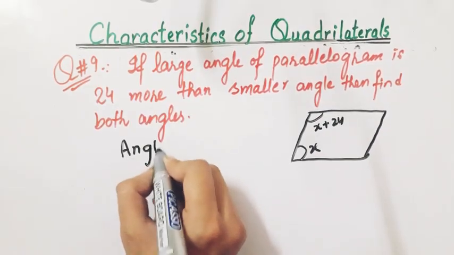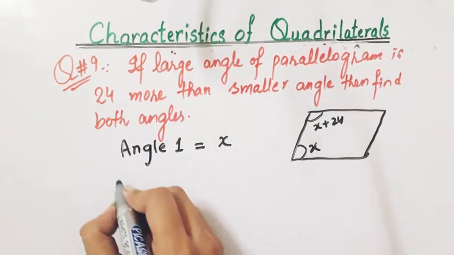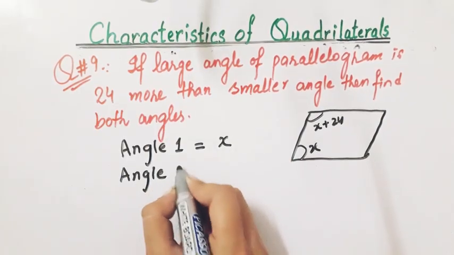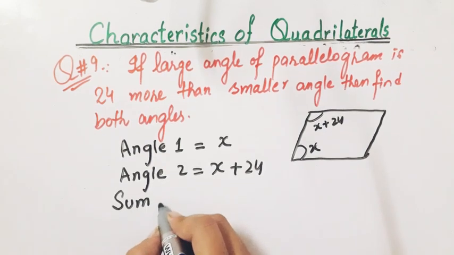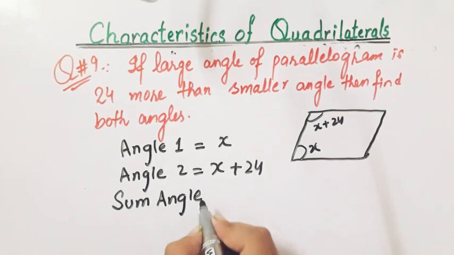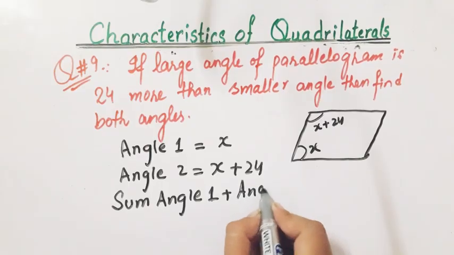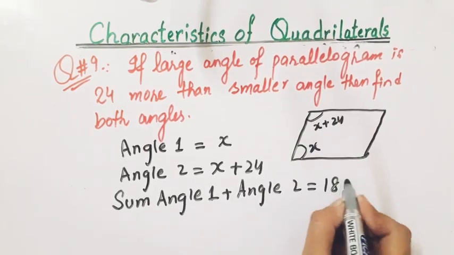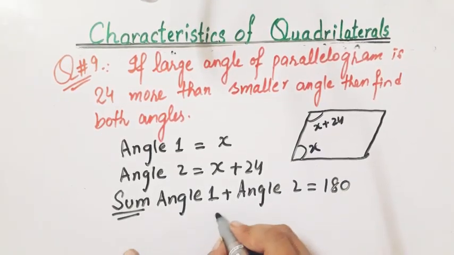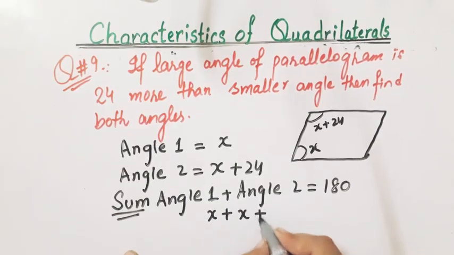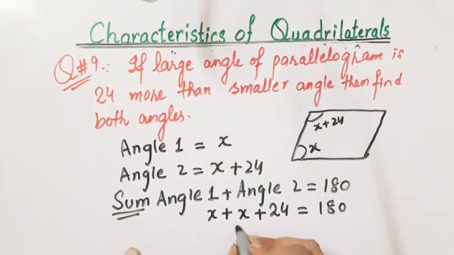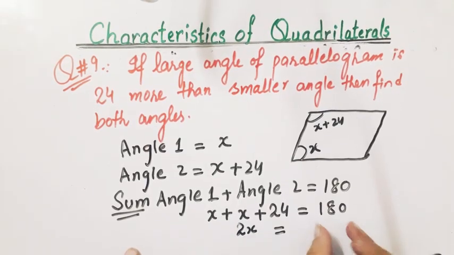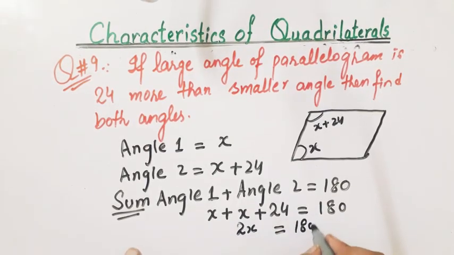Now you will write this as angle 1 equals x and angle 2 equals x plus 24. And you know the sum is equal to 180 degrees. So the sum angle 1 plus angle 2 equals 180 degrees. It means x plus x plus 24 equals 180. Now solve this. x plus x is 2x. Here plus 24 will be subtracted. So 180 minus 24.